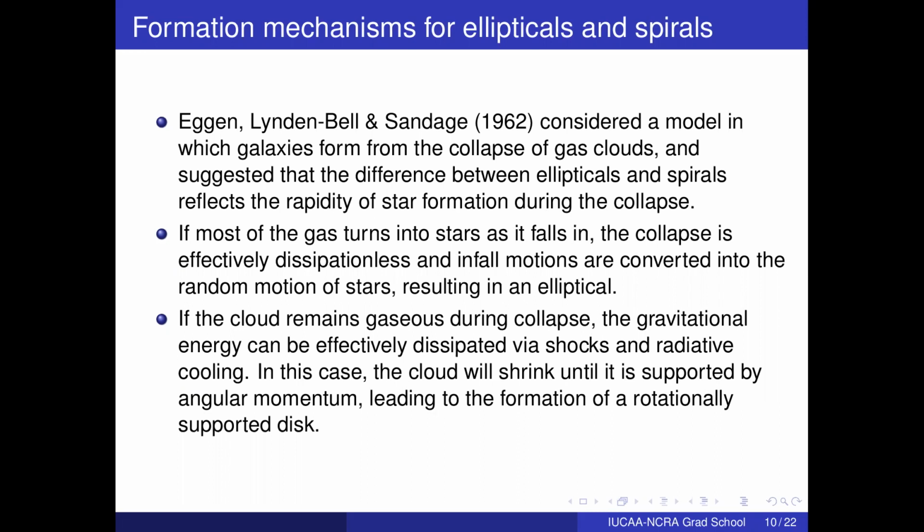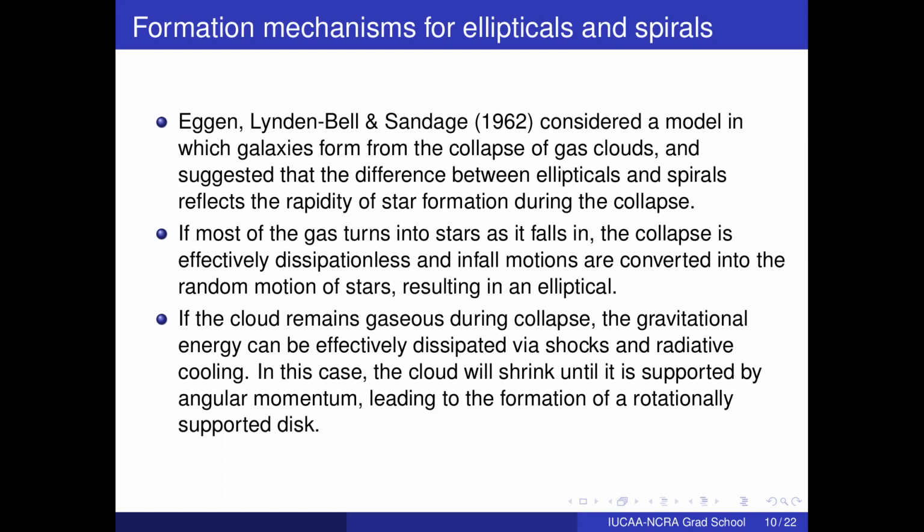If this happens very rapidly, if most of the gas turns into stars even before it falls in, this kind of fragmented collapse, then by the time the possibility of collision comes in, almost all the gas has been converted into stars. What will happen then? Collisions are unlikely. So the process becomes dissipationless. No energy is lost, just a trade-off between kinetic energy and potential energy. And these infall motions are converted into the random motions of stars, in those sort of random orbits, resulting in an elliptical galaxy.